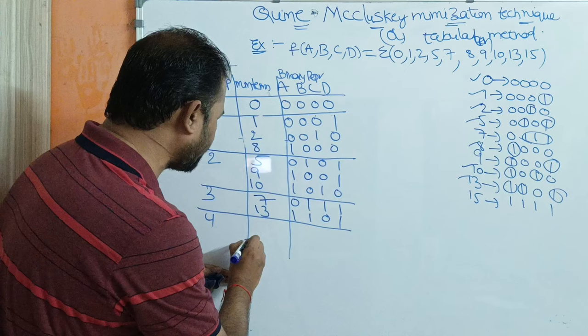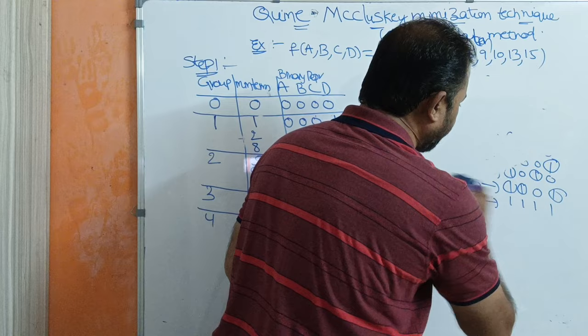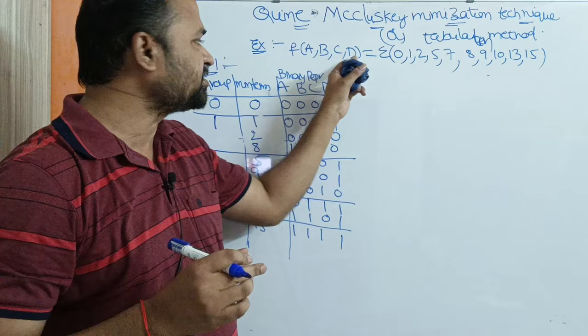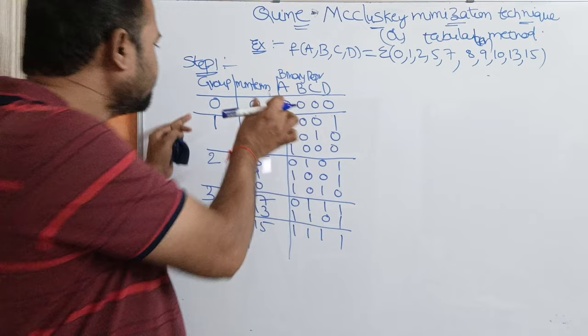What is group 4? Binary numbers with 4 ones. We have only one min term, that is 15, with all ones. So like this, first we have to form the table. This is step 1: according to the number of ones, we have to group the table. Here the expression contains 4 variables, so we will have 5 groups from 0 to 4. Suppose 0 is not present in the expression, then this row doesn't arise.